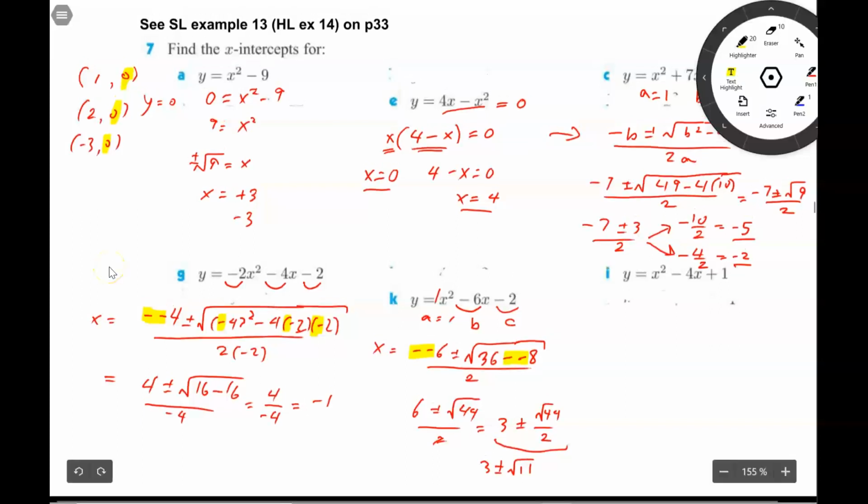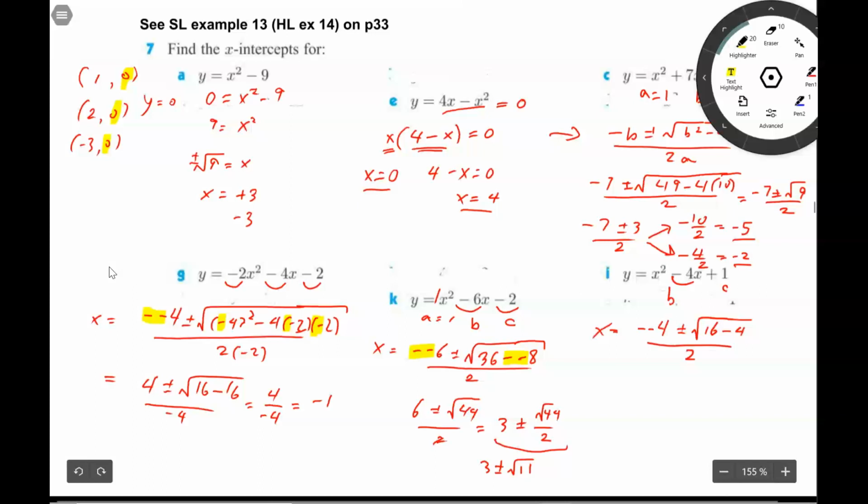Let's do the last one. So in this case, A is 1, B is negative 4, and C is 1. So we're going to use the quadratic formula again. And we have negative negative 4, which is negative b, plus or minus the square root of b squared, which is 16, minus 4 times a times c. And a and c are both 1, so you just do minus 4. And that's all divided by 2 because a is also 1 again.